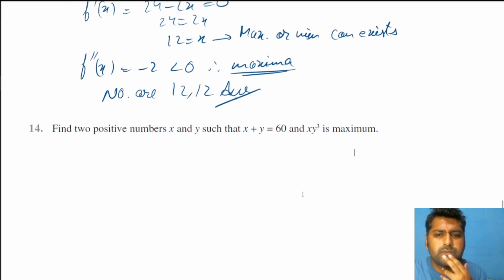You have to find two numbers, pretty much the same idea. It's just that now he's saying the product should not be the maximum. It's just that x y cube should be maximum.